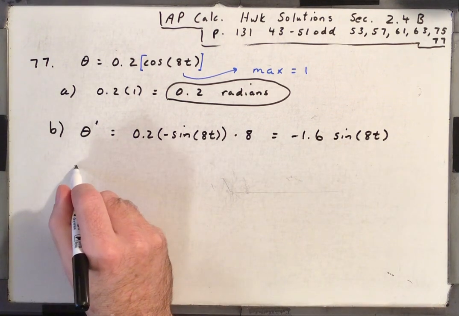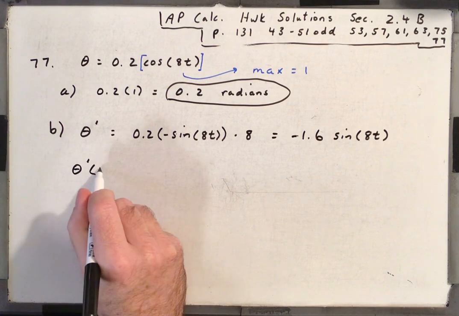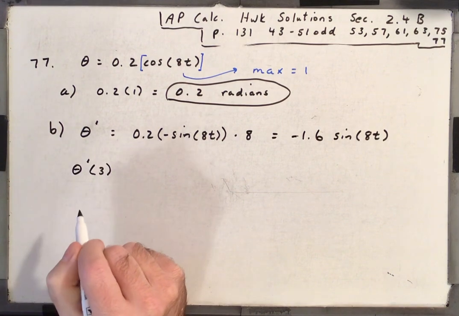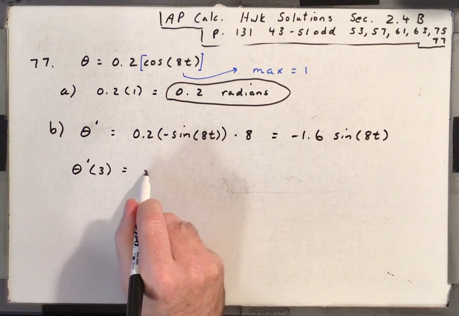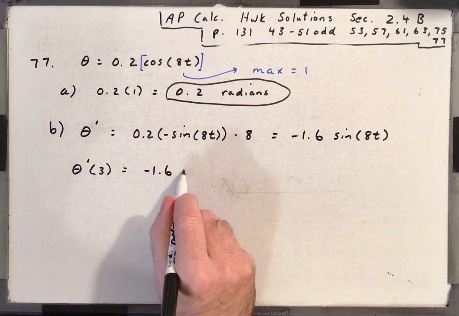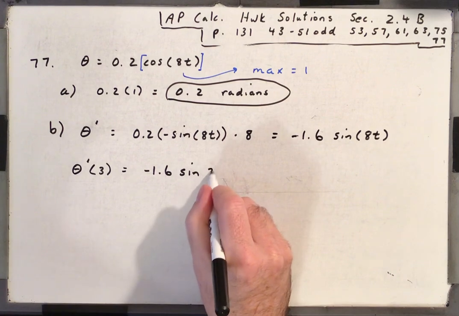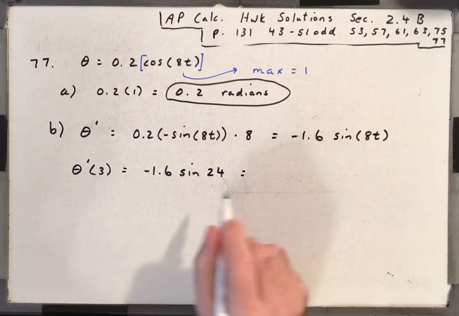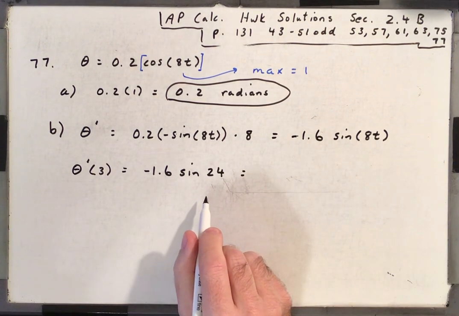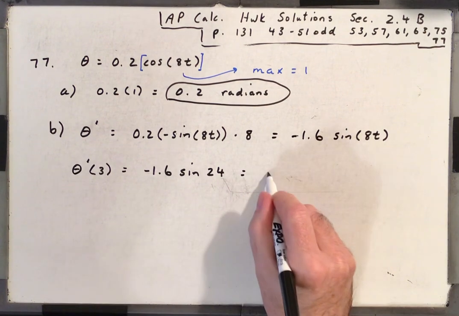So that's going to be theta prime of 3, which is negative 1.6 times the sine of 8 times 3, which is 24. Calculator in radians, and that'll give you 1.45 radians per second.